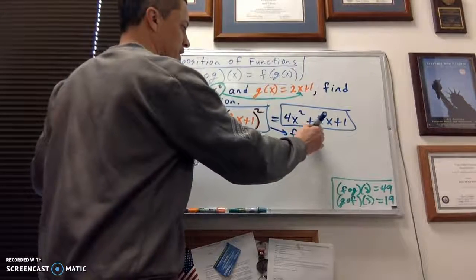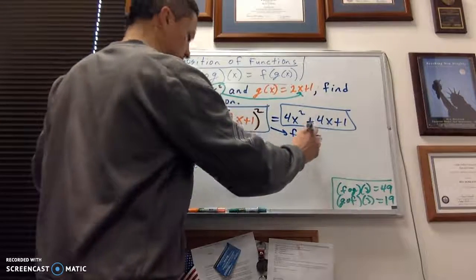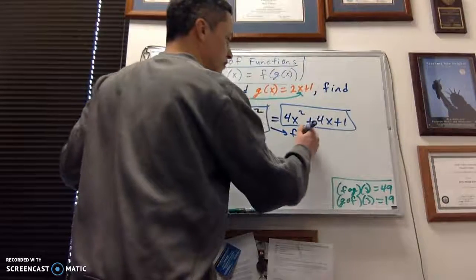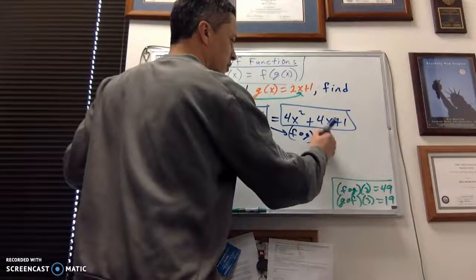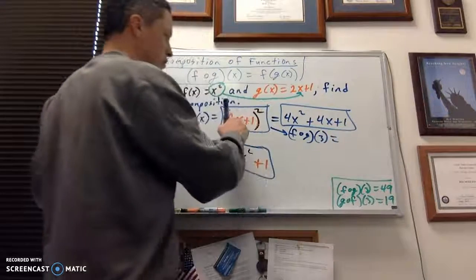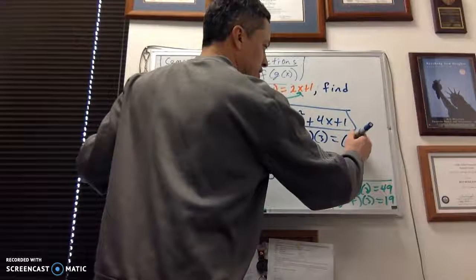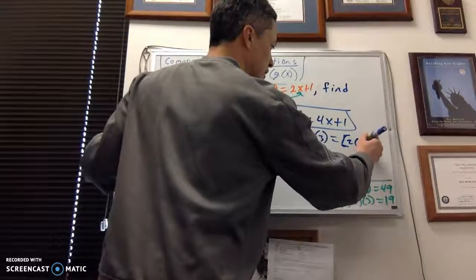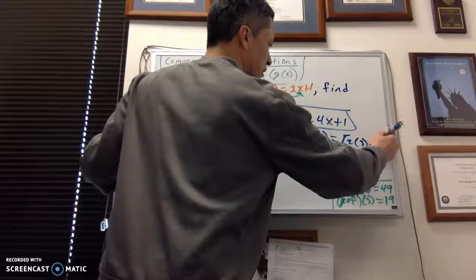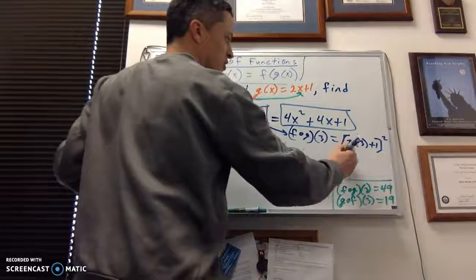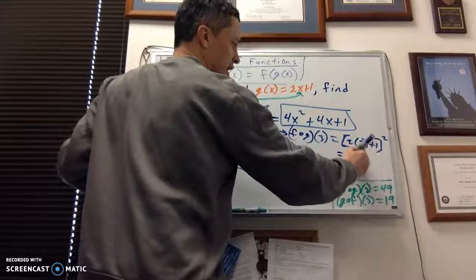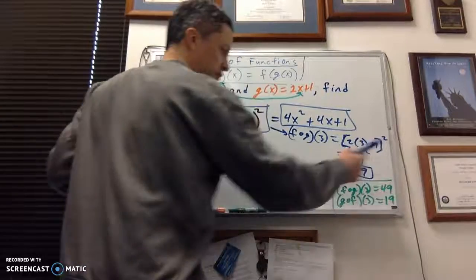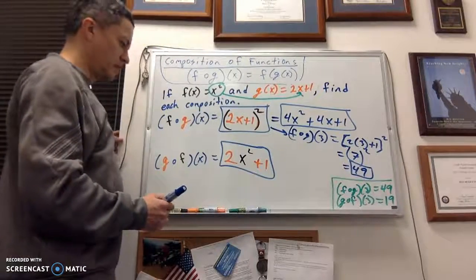So f of g of 3 would equal 2 times the 3 plus the 1 quantity squared. So that's going to be what, 6 plus 1, 7 squared? Hey, look at that. It's 49. Huh. That 49. Well, that's kind of cool.